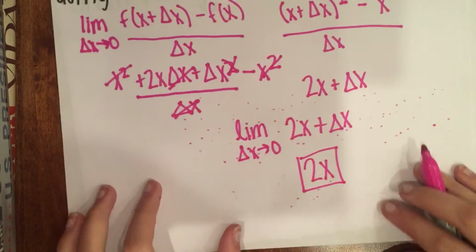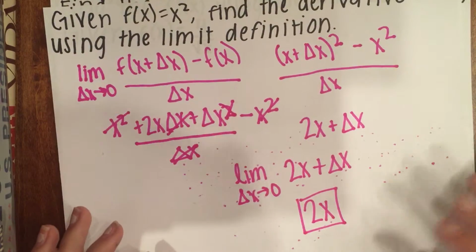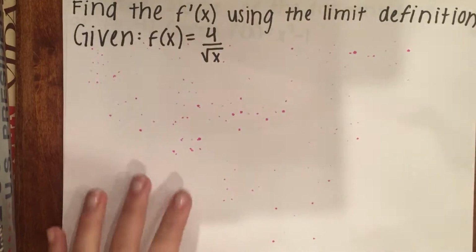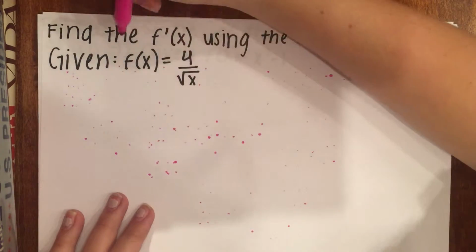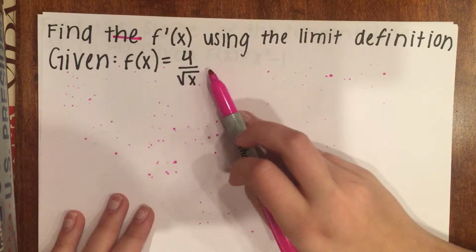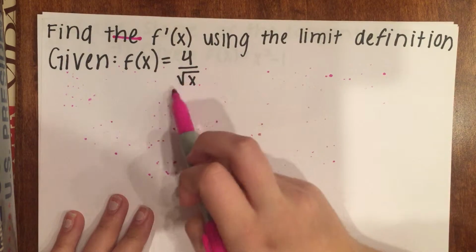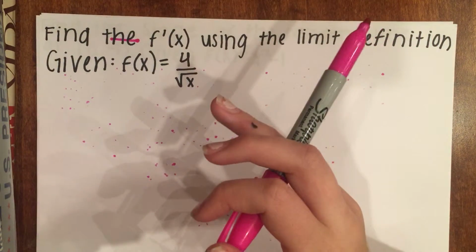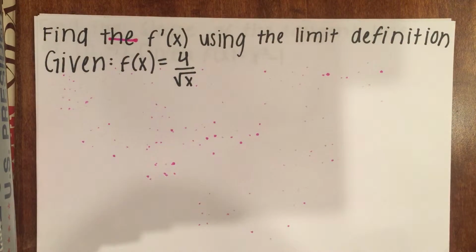Now I'm going to show you a more difficult problem just so you can see a more difficult rendition of this type of problem. Here we have find, this is supposed to say f prime of x, using the limit definition given f of x equals 4 over root x. So f prime of x is just another way of saying derivative. You can also write y prime and dy over dx.